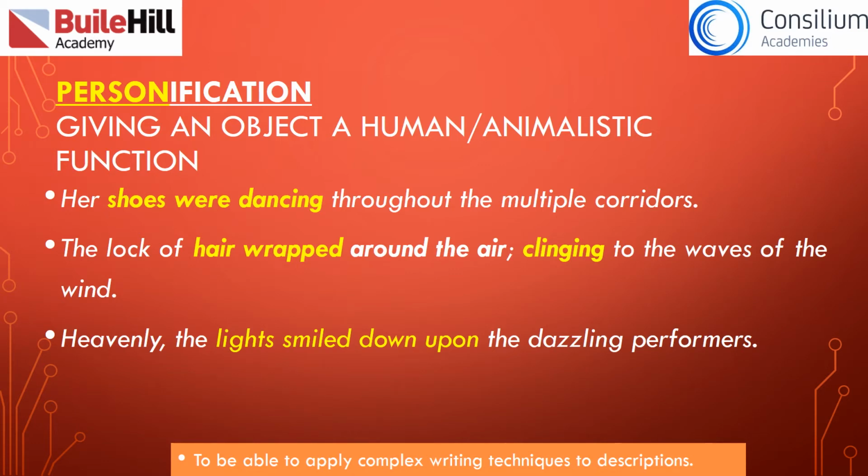Moving on, now we've got personification. You'll notice that I've highlighted the person in that, and that is because personification is where we give an object a human or animalistic function or human kind of features. Examples there: her shoes were dancing throughout the multiple corridors, the lock of hair wrapped around the air, clinging to the waves of the wind.